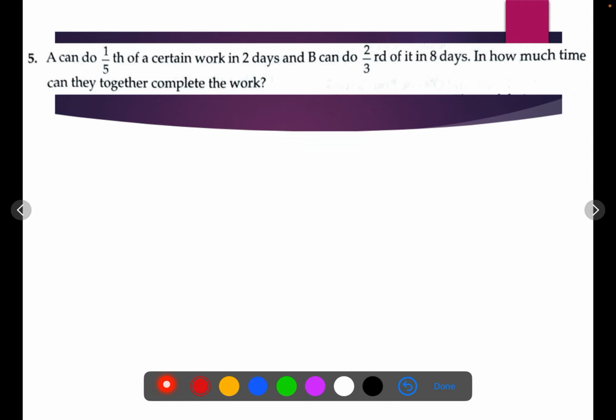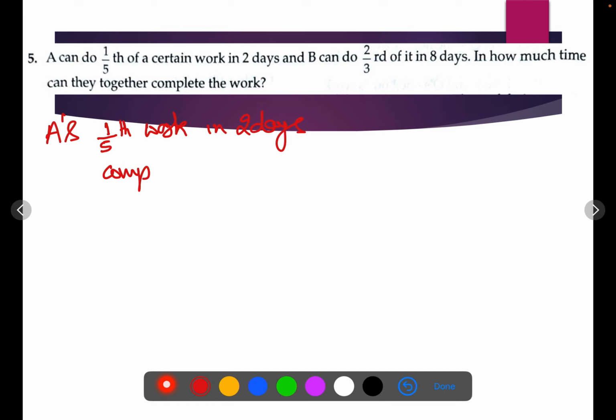Right? The next question. It says A can do 1/5 of the certain work in 2 days. B can do 2 by 3rd of it in 8 days. How much time can they work together to complete? Now, since it is given in a different pattern, what I'll do is, it has been given that 1/5 of the work is done in 2 days, right? So how can I find one complete work?